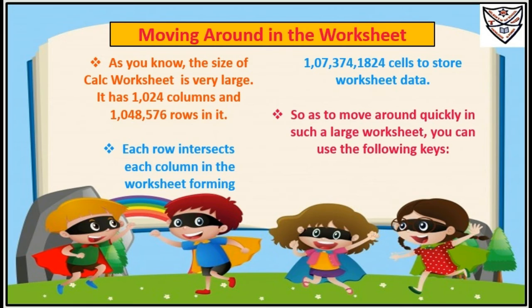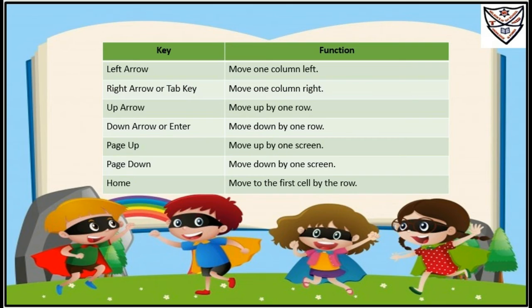So to move around quickly in such a large worksheet, you can use the following keys. First, left arrow: move one column left. Right arrow or tab key: move one column right. Up arrow: move up by one row. Down arrow or enter: move down by one row. Page up: move up by one screen. Page down: move down by one screen.